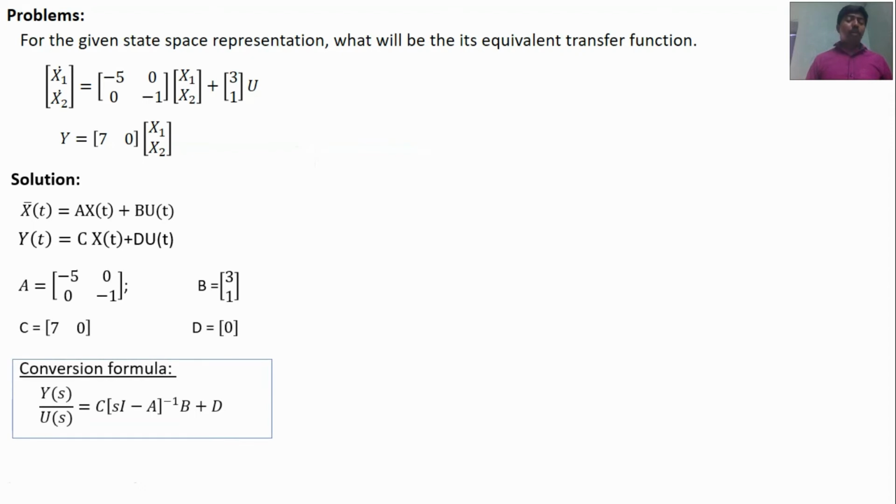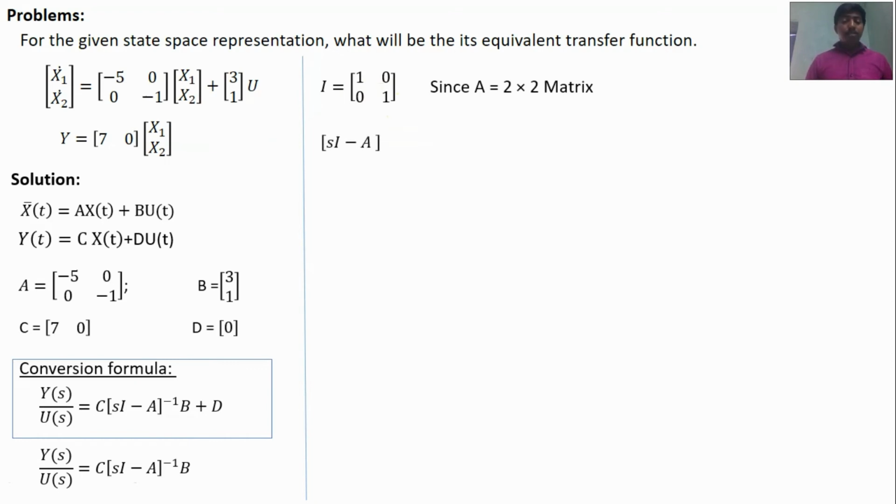Use this conversion formula for the transfer function: Y(s)/U(s) is equal to C times (sI minus A) the whole inverse, B plus D. Since D is equal to 0, Y(s)/U(s) is equal to C times (sI minus A) inverse times B. First find (sI minus A) inverse, then multiply with C and B. We know that I is the identity matrix [1, 0; 0, 1]. The A matrix is 2 cross 2, so we take the identity matrix as 2 cross 2. If A is 3 cross 3, we choose the identity matrix as 3 cross 3.